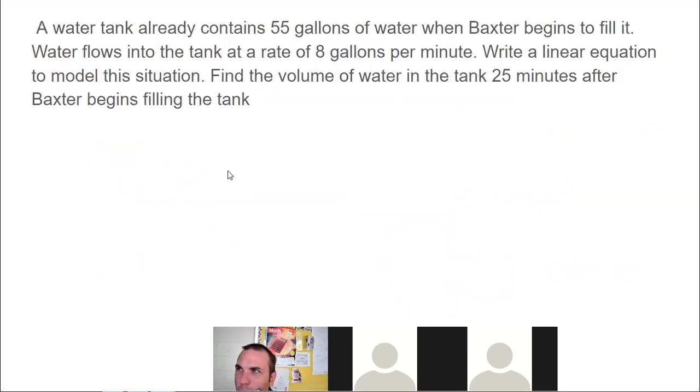A water tank already contains 55 gallons of water when Baxter begins to fill it. The water flows into the tank at a rate of 8 gallons per minute. So there's our word rate. What does rate mean? Rate means our slope, so it's 8 gallons per minute. I'm going to guess X is minutes. Find the volume of water in a tank after 25 minutes. In this case, it defines X as 25.